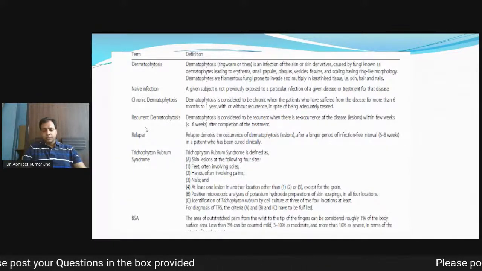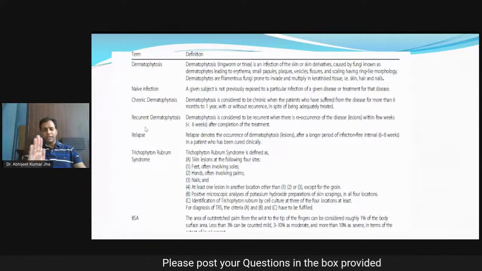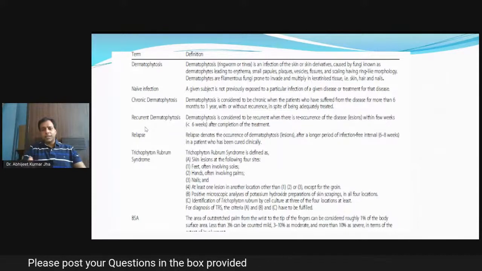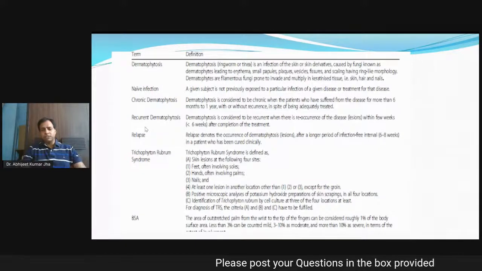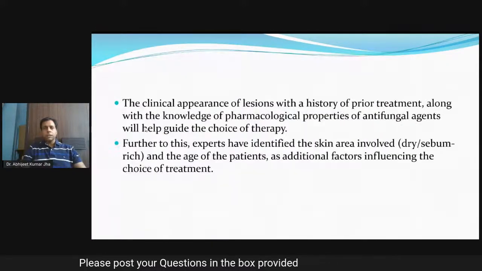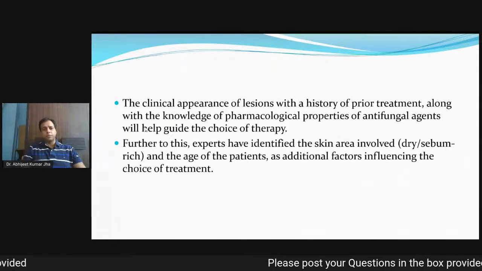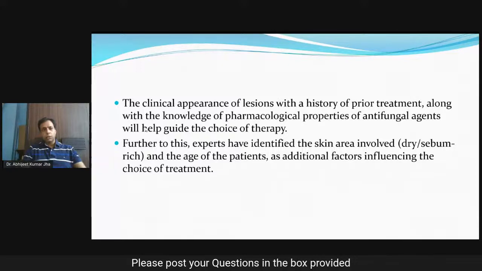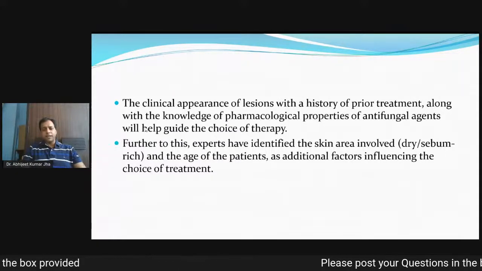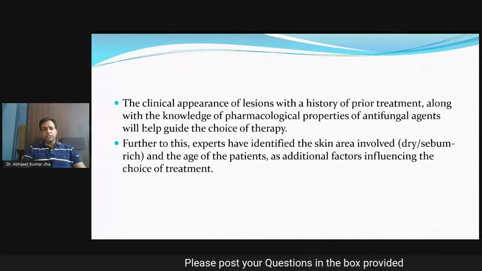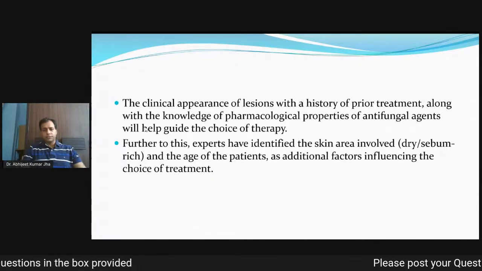Now, body surface area: we all know the size of one palm we take as 1%, and if it's less than 3%, it is mild. If it's 3 to 10%, it is moderate, and more than 10% is severe. Now, the clinical appearance of the lesion with a history of prior treatment, along with knowledge of pharmacological properties of antifungal agents, will help guide the choice of therapy. Further to this, experts have identified the skin area involved, such as dry or sebum-rich areas, and the age of patients, as additional factors influencing the choice of treatment.